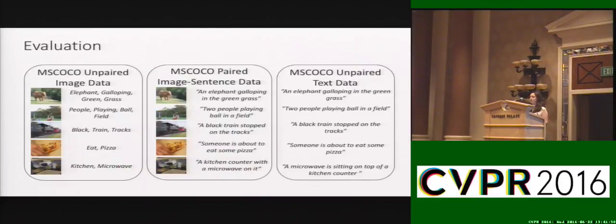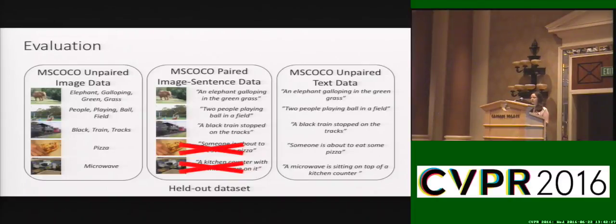Once we've implemented our transfer method, we can now evaluate our method because we're able to describe images which include objects which are not in our paired image sentence data. For evaluation, we use the MS COCO dataset, which consists of pairs of images and sentences. In order to get unpaired image data, we can still use the MS COCO images, and we can just take labels by mining the annotations. We can get unpaired text data by just looking at the annotations without the images.